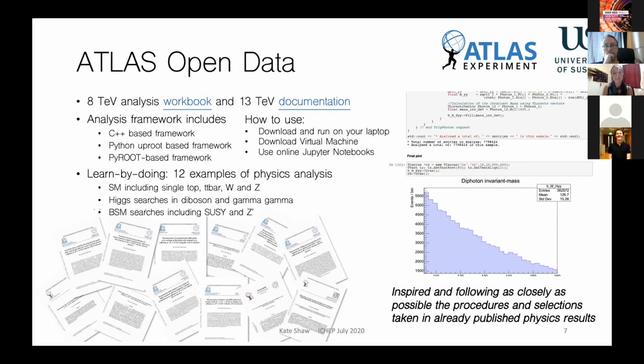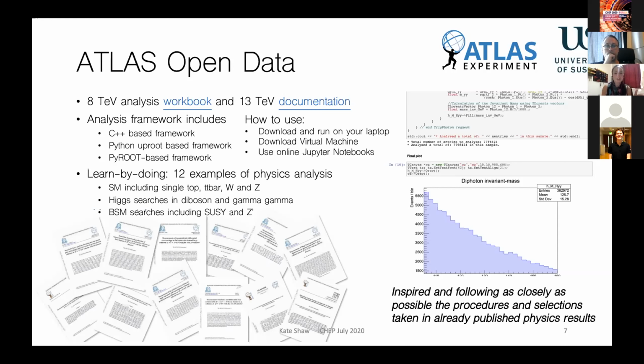And then the third option is the Jupyter Notebook. So these are fully online. An example is given on the right. You have all the coding in there, and as you execute it, it can do your analysis. So there's a diphoton invariant mass for a Higgs analysis shown there on the right.